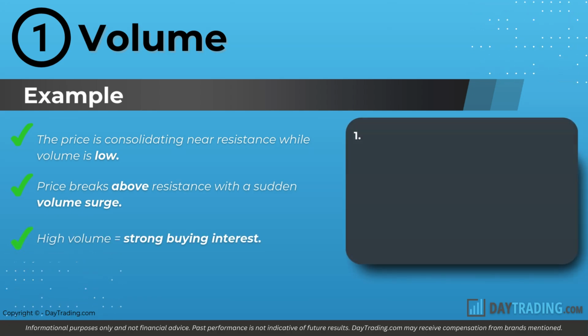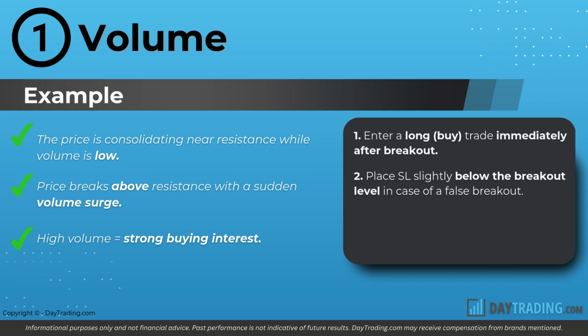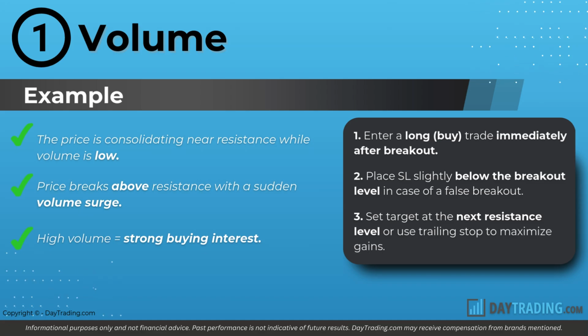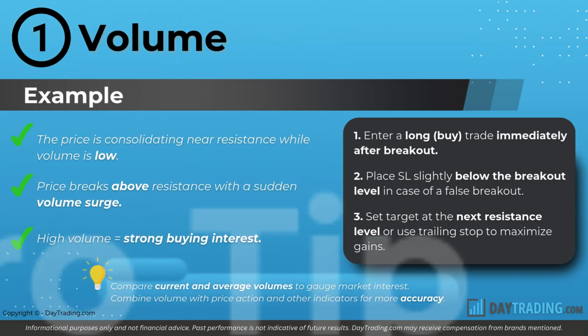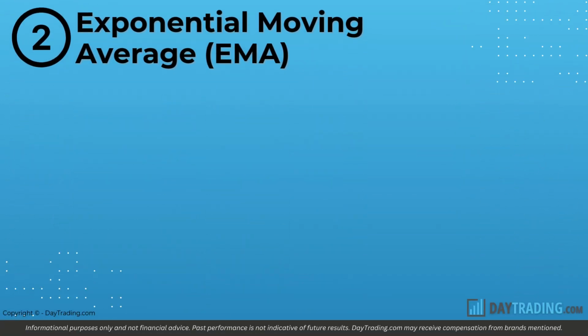You enter a long buy trade right after the breakout and set a stop loss below the breakout level in case of a false breakout. Your target? The next resistance level or a trailing stop to maximize gains. Top tip: compare current and average volumes to gauge market interest and combine volume with price action and other indicators for more accuracy. Next up is the exponential moving average, EMA.